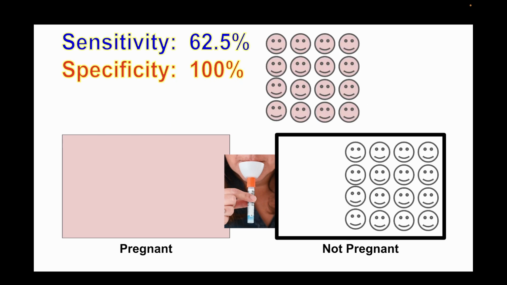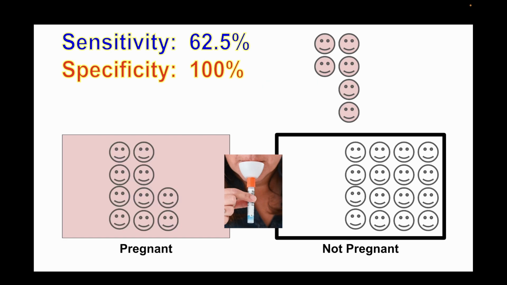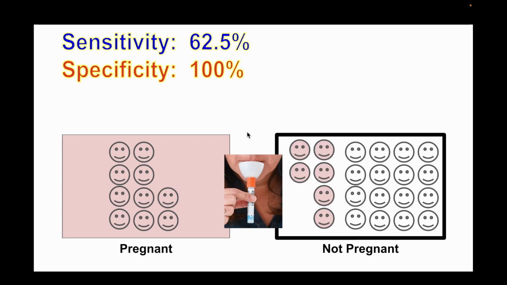A specificity of 100% means that 100% of people without the condition are placed in the without the condition category. This also means that 0% of non-pregnant women are in the pregnant category. Next, a sensitivity of 62.5% means that 62.5% of pregnant women were placed in the pregnant category. That must mean the remaining 37.5% of pregnant women were incorrectly placed in the not pregnant category.